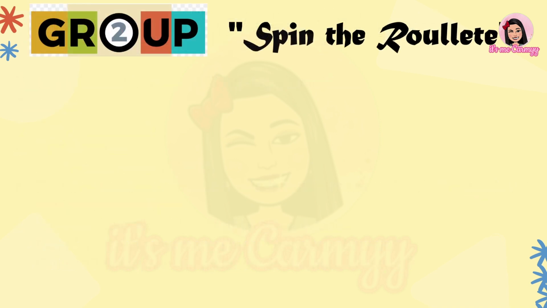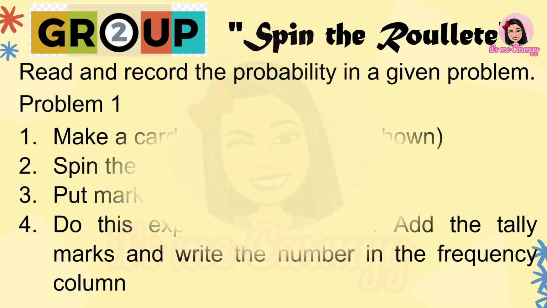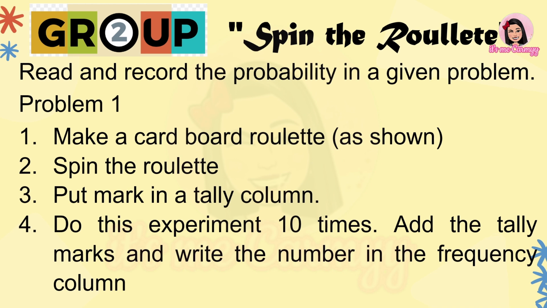Group 2, spin the roulette. Read and record the probability in a given problem. Make a cardboard roulette as shown. Spin the roulette. Put a mark in the tally column. Do this experiment 10 times. Add the tally marks and write the number in the frequency column.